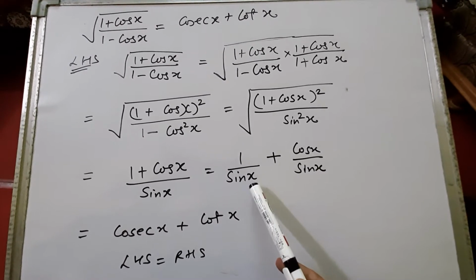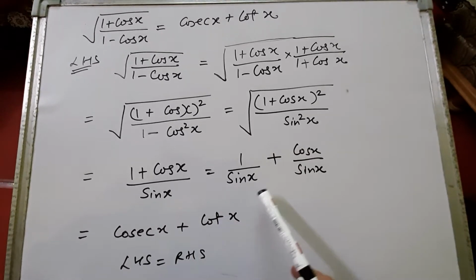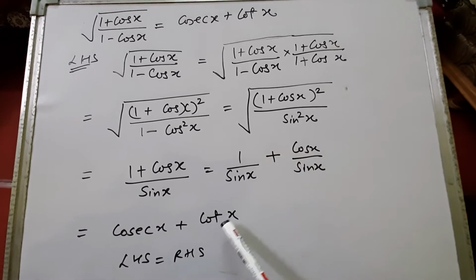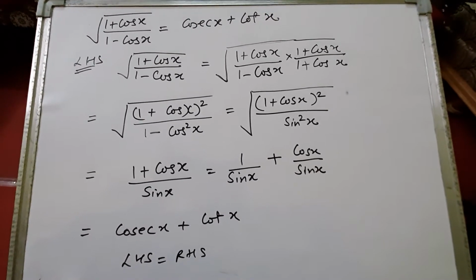So the reciprocal of sin x is cosec x, and cos x upon sin x is cot x. Right, children? Note down, please.